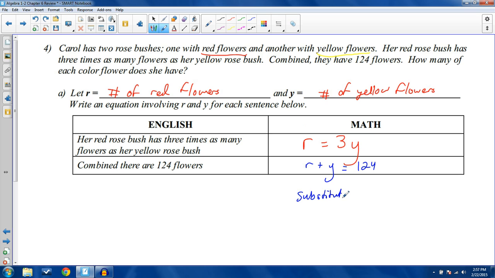Equal values method is a specific form of substitution, but I would only use it when I have r equals this, r equals that. You can solve for r in this case, but you'd still be getting to the step where you'd be at anyway.